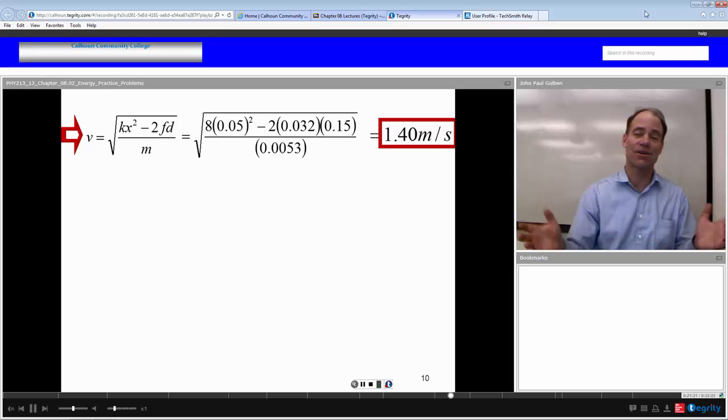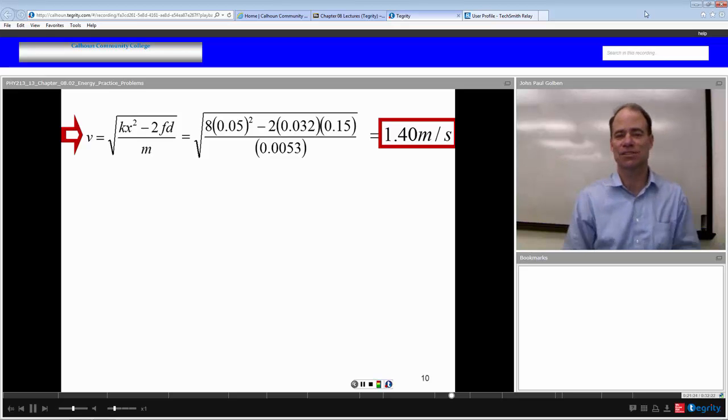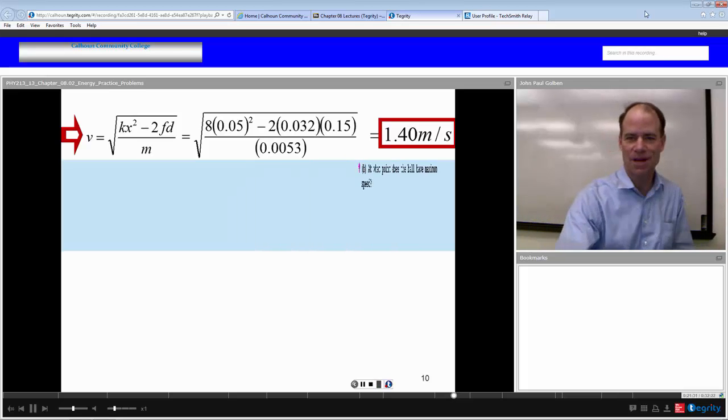A lot going on here. Answered simply by setting up the one equation to rule them all and putting in all of our things that we know. How about that?